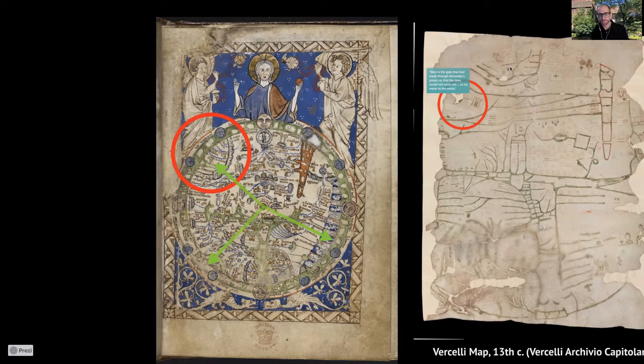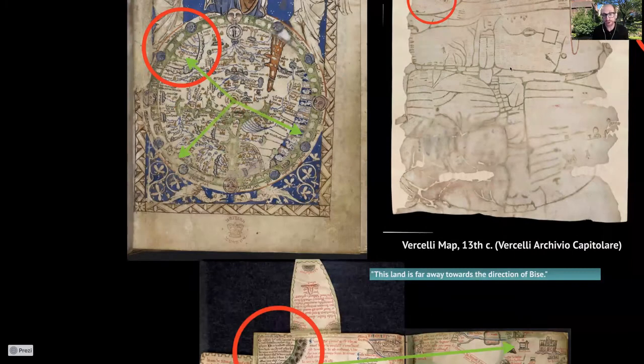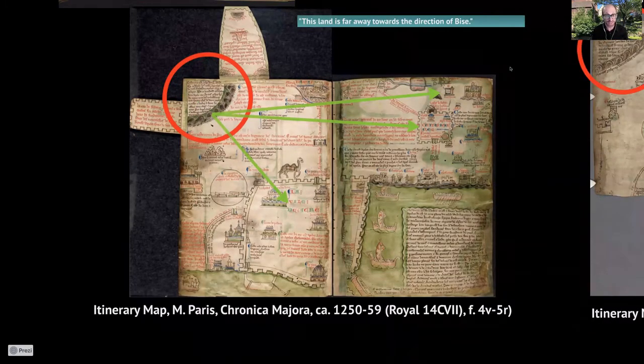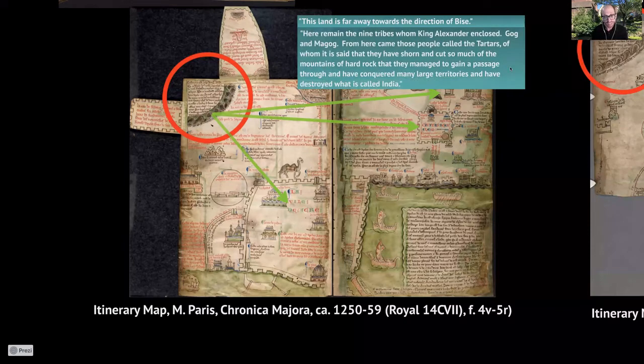The Jews, as shown by Matthew, at first seem far away, contained and incarcerated, and rendered less threatening, and yet, on the third of his maps of the Holy Land, the text inscribed behind the thick band of green mountains indicates that the hordes have already breached that wall. He writes, "Here remain the 9 tribes who King Alexander enclosed, Gog and Magog. From here came those people called the Tartars, of whom it is said they have shorn and cut so much of the mountains of hard rock that they managed to gain passage through and have conquered many large territories and have destroyed what is called India."